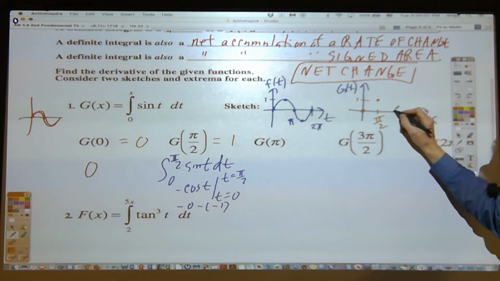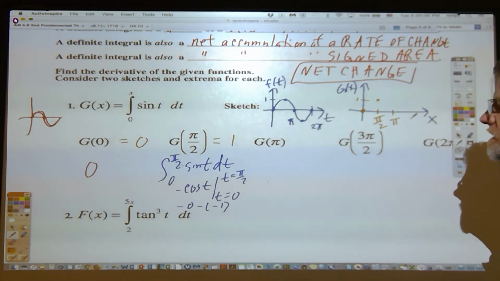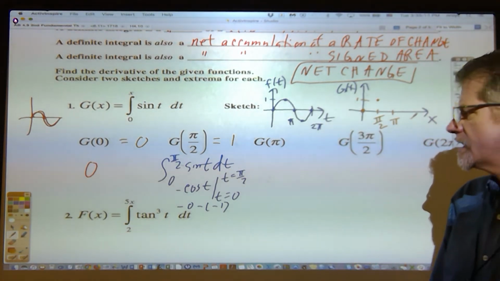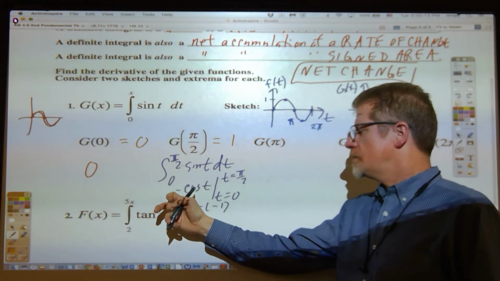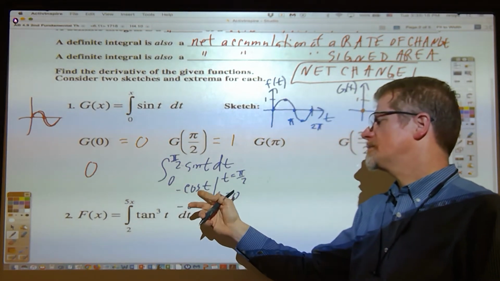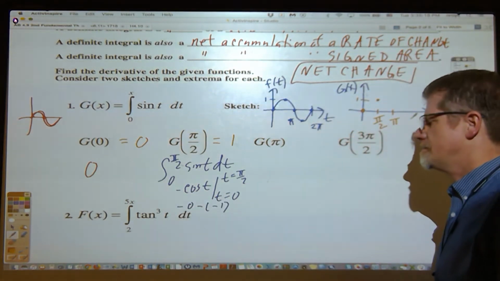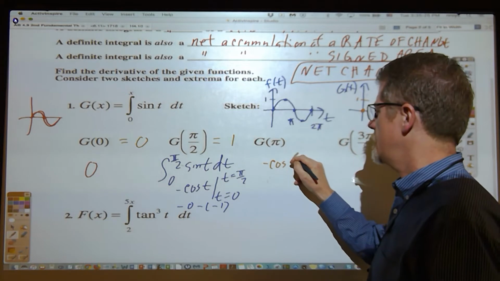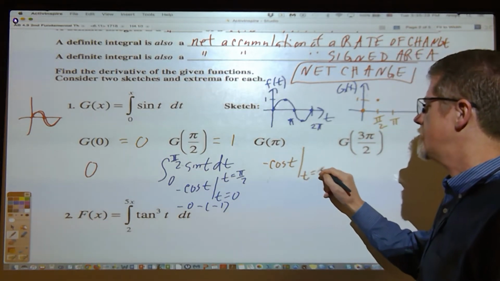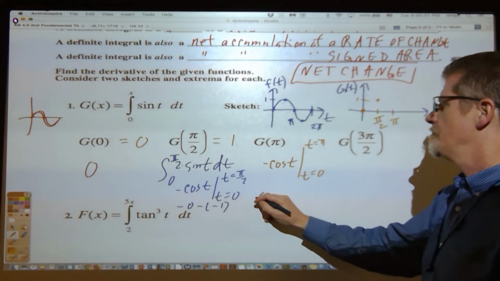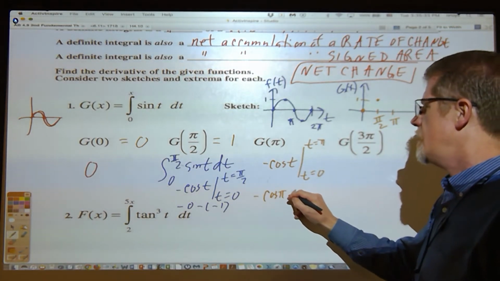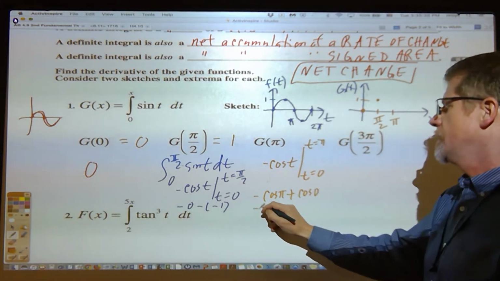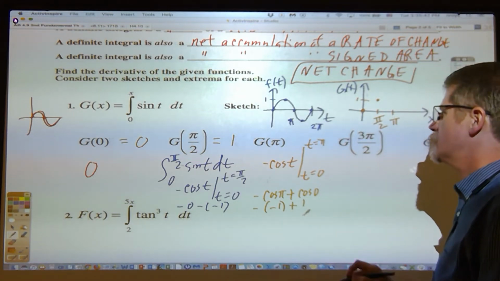So by the time you get to pi, this is going to be the integral from 0 to pi. It's going to be negative cosine t evaluated from t equals 0 to t equals pi. That's negative cosine pi minus negative cosine 0. Cosine of pi is -1, so that's the opposite of -1 plus 1. 1 plus 1 is 2.